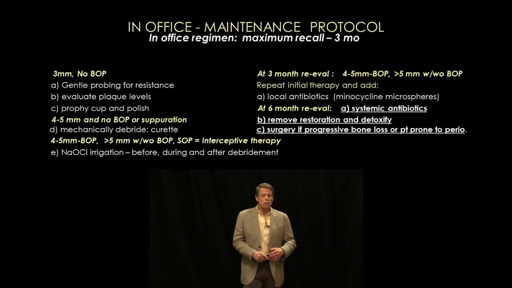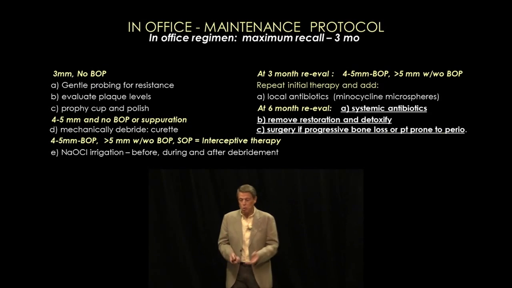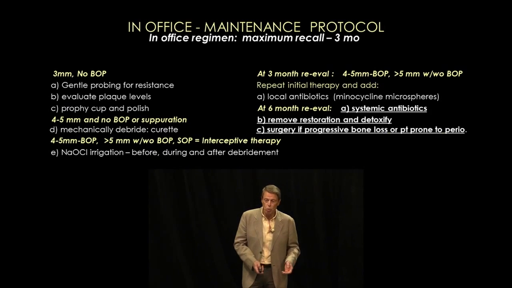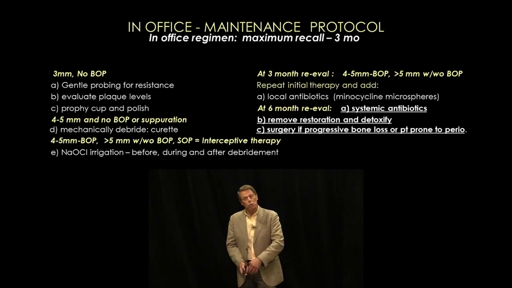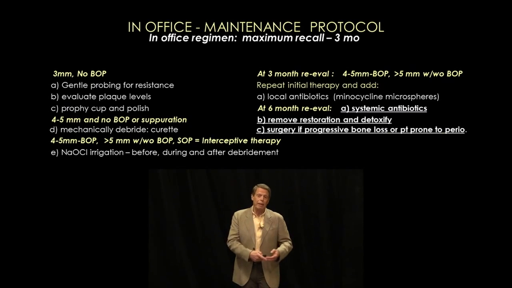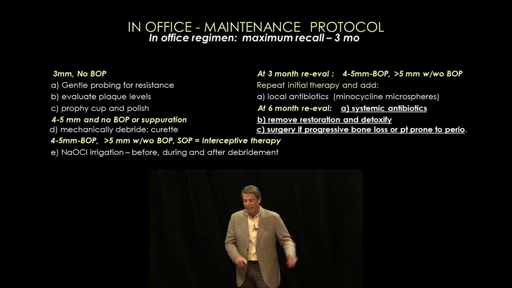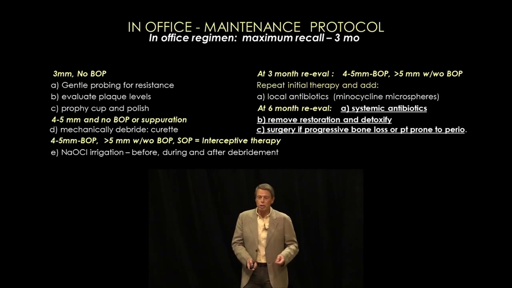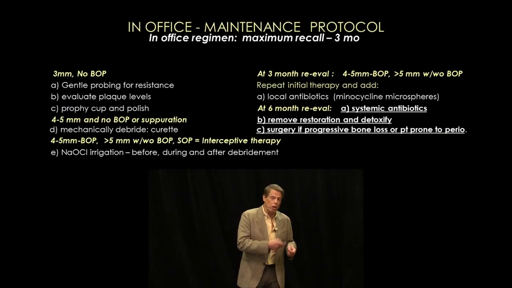So what happens is we see the patient again at 6 months. Patient comes back at 6 months, and they still happen to have bleeding upon probing and what have you. Well, if you take an x-ray at that time, if you see progressive bone loss, and the patient is prone to periodontal disease, you may want to go to periodontal surgery. If you have a cement retained restoration, you may want to place the patient on systemic antibiotics in order to get any bacteria out that may be in the soft tissues.